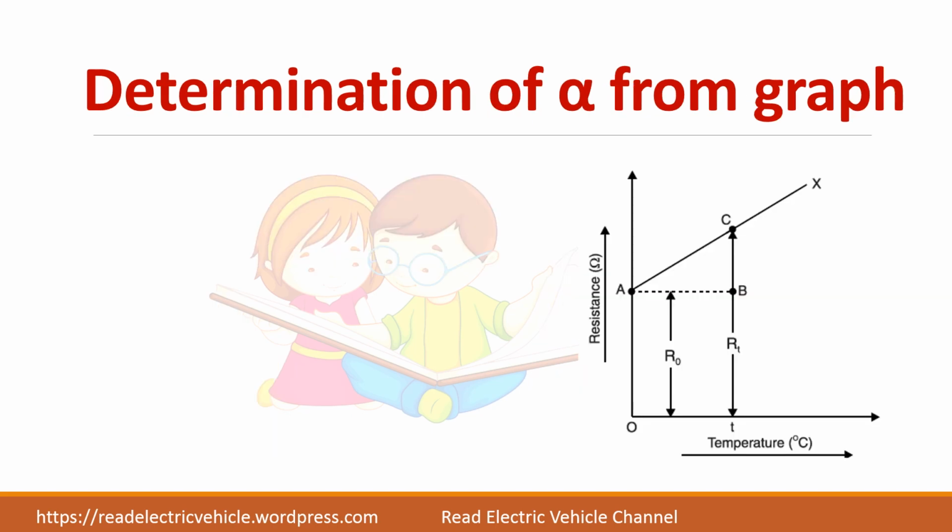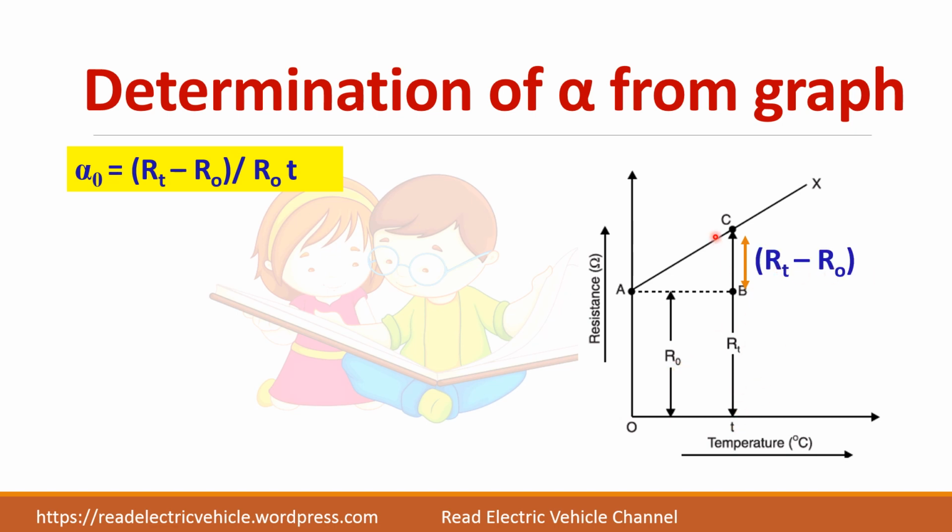You can determine the alpha value from the graph also. We have already seen R0 is the resistance at 0 degree, RT is the resistance at any other temperature T. So we have this formula for alpha naught which we have derived earlier. Let us find the slope of this line. What is the slope of this line? Y-axis divided by x-axis. On the y-axis you have RT minus R0, divided by the temperature T, 0 to T.